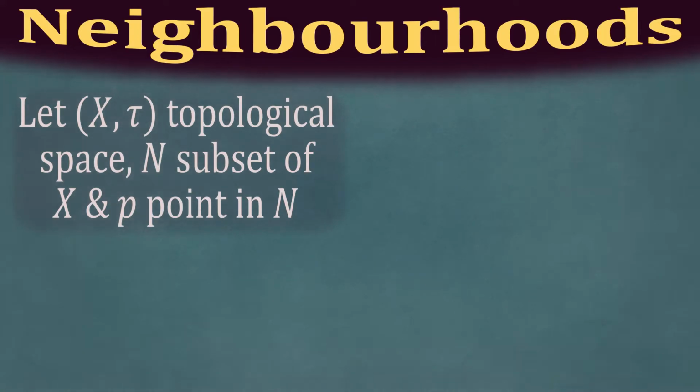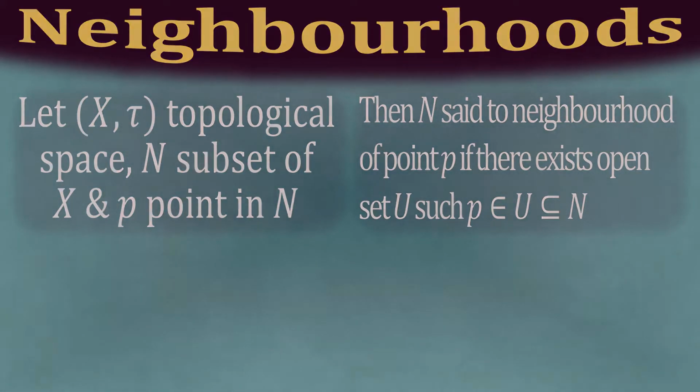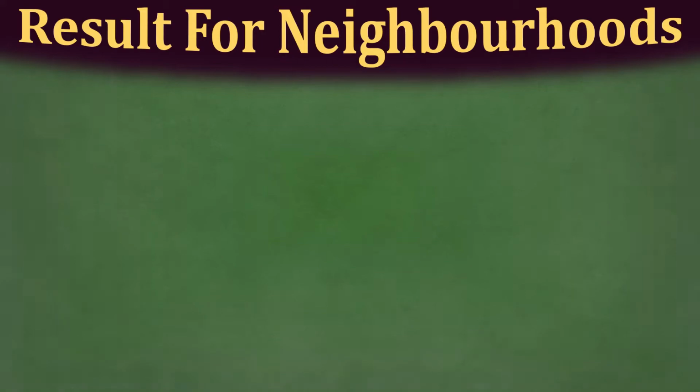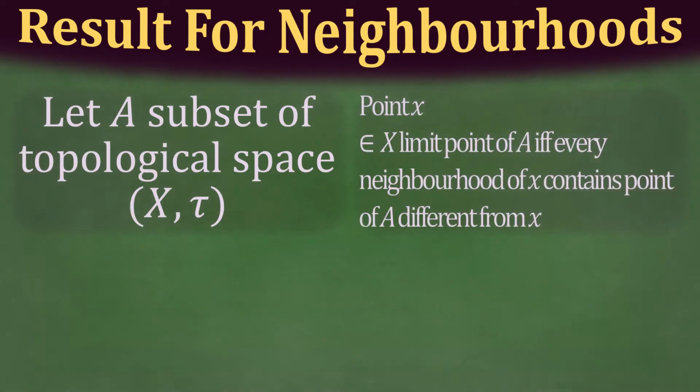Now, let's define neighbourhoods. Let (X, T) be a topological space, N be a subset of X, and p be a point in N. Then N is said to be a neighbourhood of the point p if there exists an open set U such that p is in U, which is a subset of N. Then let's give a result for neighbourhoods. Let A be a subset of a topological space (X, T). A point x in X is a limit point of A if and only if every neighbourhood of x contains a point of A different from x.